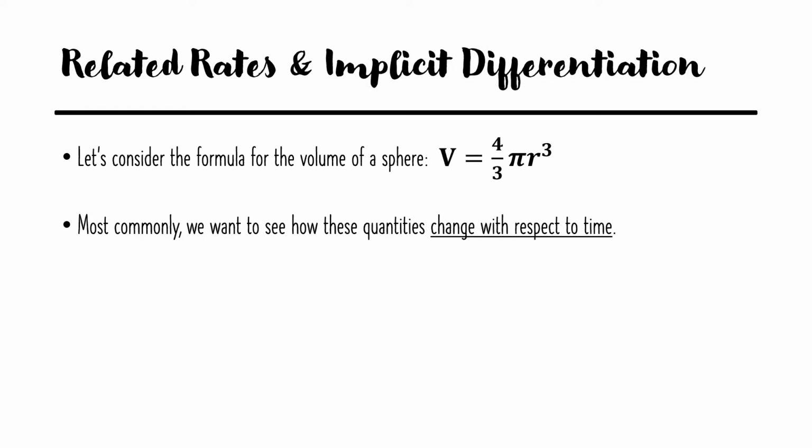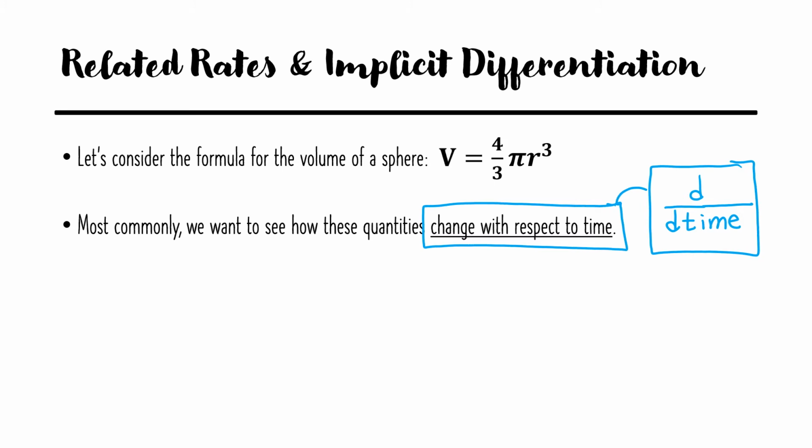When we're talking about related rates, most commonly we want to see how these quantities change with respect to time. So that means that we're looking at the change, that's what that little d at the top means, with respect to time, where we usually use that t to represent time. We can even write out time if we wanted. This notation here means the change with respect to time, which means we're taking the derivative with respect to time. So we can take the derivative with respect to time of both sides of our equation.